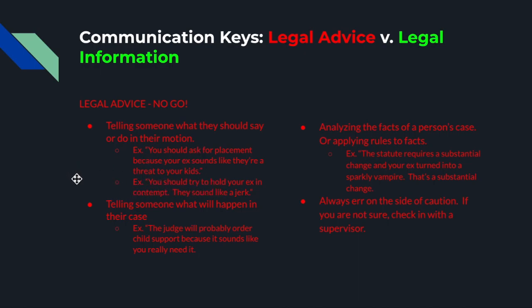Here, when you tell somebody what will happen in their case, so again, you are analyzing what you think will happen. You're making a prediction. So like, yeah, the judge is definitely going to give you what you want because it sounds like you really need it, or what have you. That is advice because you have analyzed and you've predicted what's going to happen if they take a specific path.